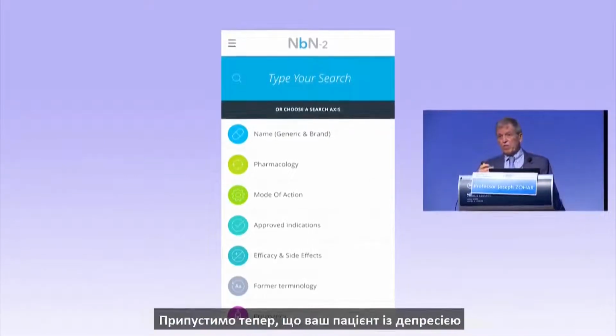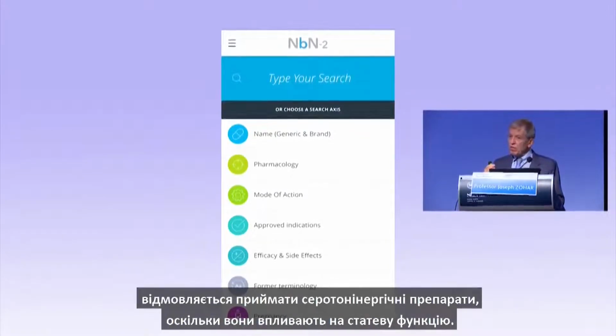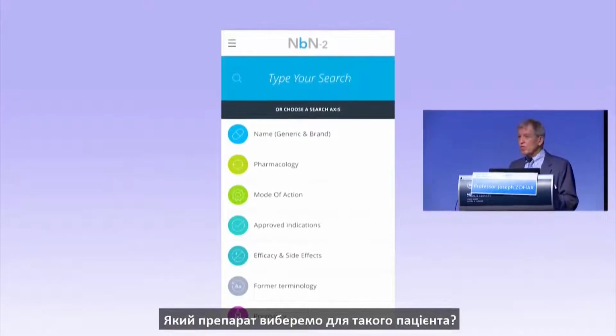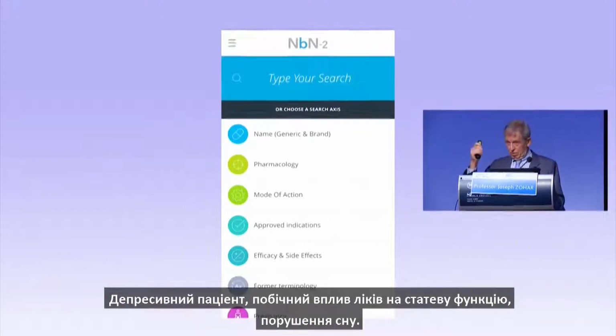So let's say we got a patient with depression who doesn't want to take serotonergic medication anymore because of the sexual side effects, and would like to get better sleep. This is the patient that we are seeing. Which medication would you prescribe for this patient? A depressed patient who doesn't tolerate sexual side effects and would like to get better sleep.